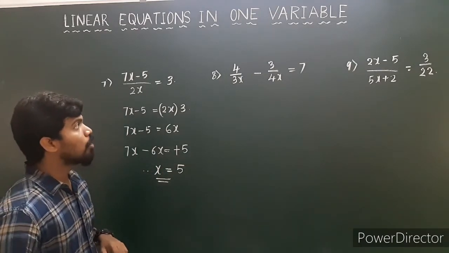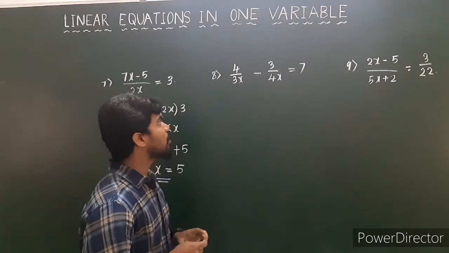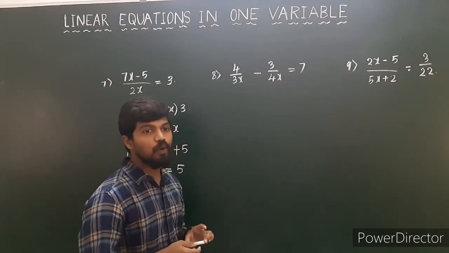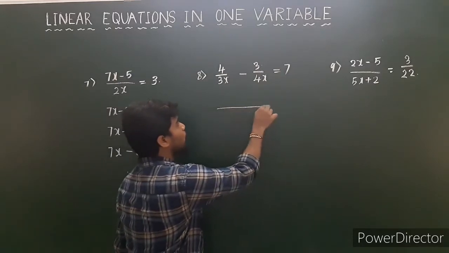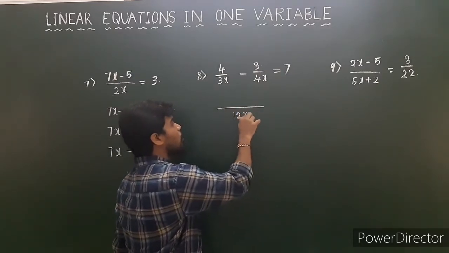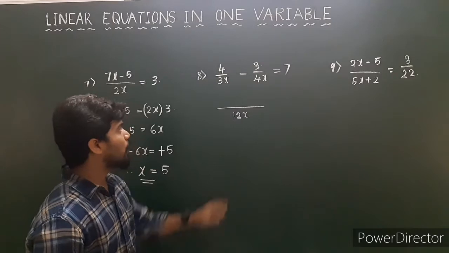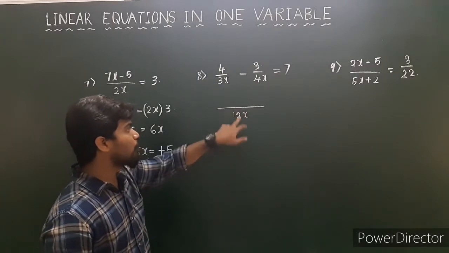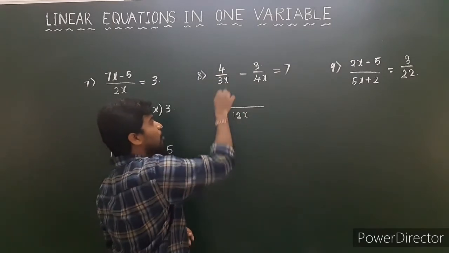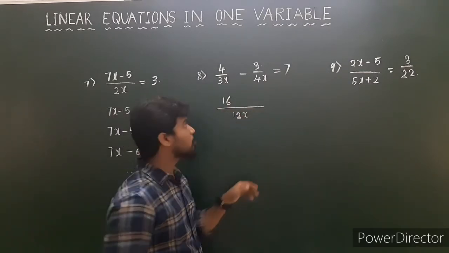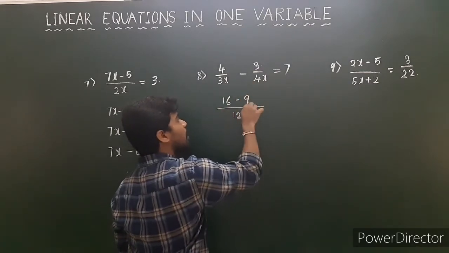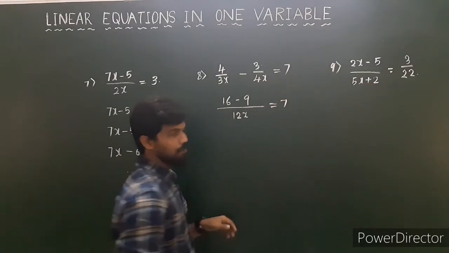Next problem. 4 by 3x minus 3 by 4x equal to 7. So first you find the common denominator, that is 12x. 3x into 4, you get 12x. So multiply 4 here, you get 16. So 4x into 3, you get 12x. So multiply 3 here, you get minus 9 equal to 7.